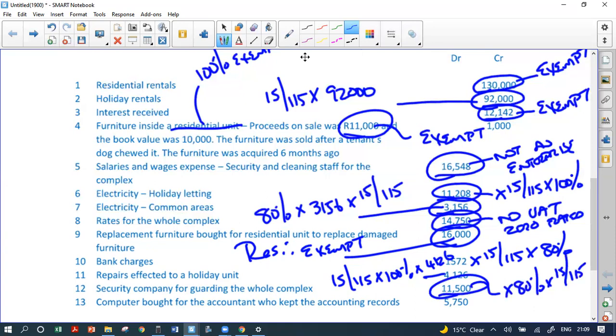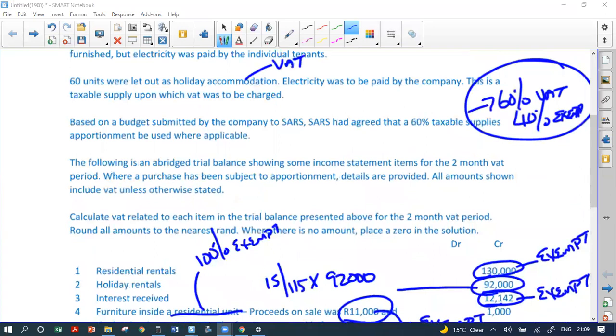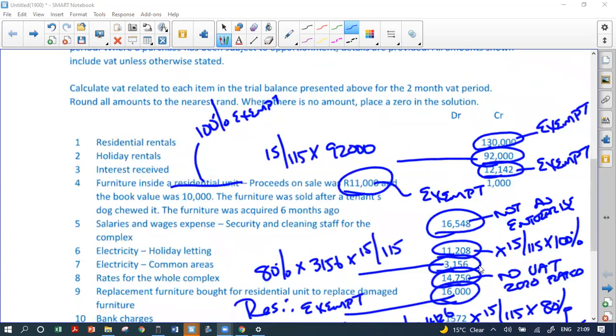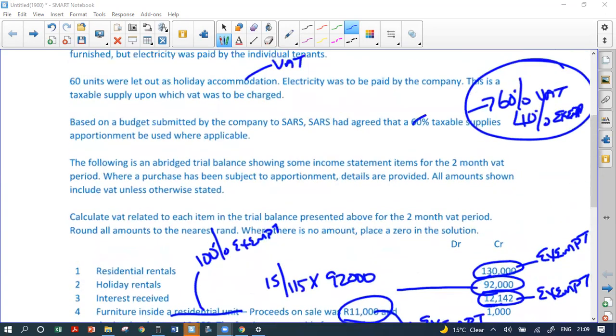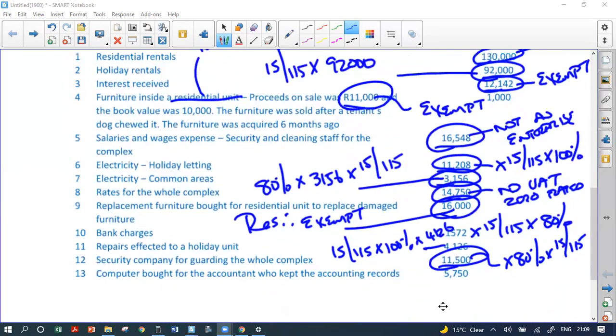So I'm just going to look at the question that you've asked. Oh, sorry. I'm doing 80%. Sorry, it's supposed to be 60% for everything that I'm doing. I apologize. Imagine this said 80% with what I'm saying. I apologize. I've been using 80% instead of 60% while I've been going through the question. Guys, computer bought for the accountant who kept the accounting records. That computer is used for both parts of the business.